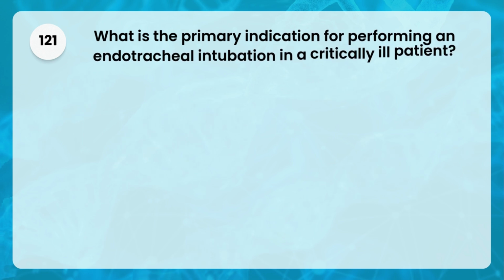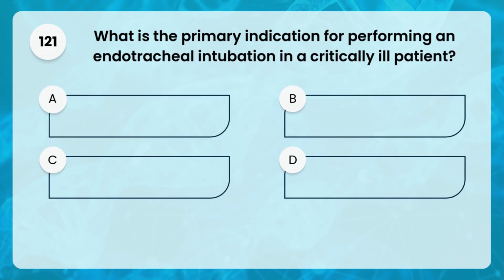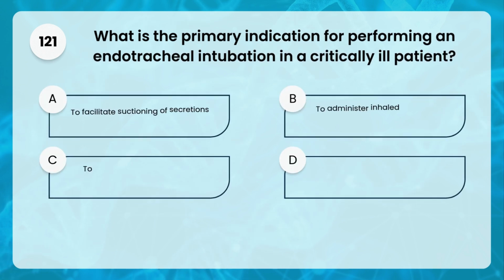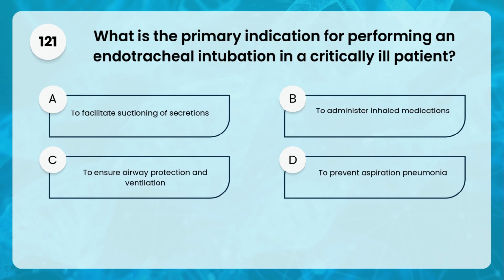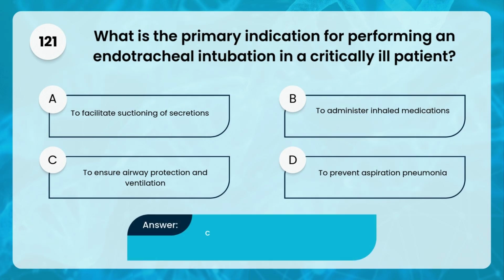121. What is the primary indication for performing an endotracheal intubation in a critically ill patient? A. To facilitate suctioning of secretions. B. To administer inhaled medications. C. To ensure airway protection and ventilation. D. To prevent aspiration pneumonia. The answer is C. To ensure airway protection and ventilation.